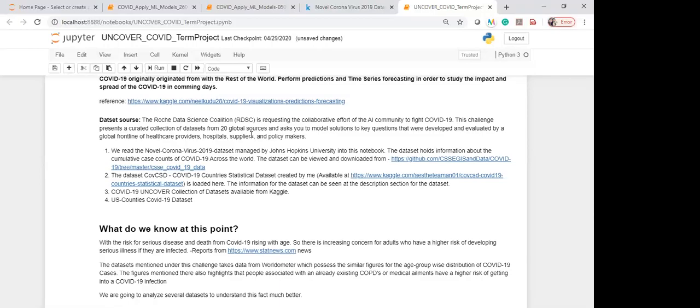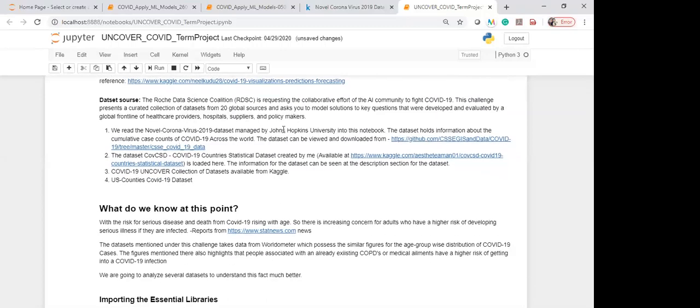This is provided by the Roche Data Science Coalition, and it's been updated on a daily basis. Every day they update their data set with an increased number of confirmed cases, deaths, and recoveries, and the country of each confirmed case, and a few other features. It has 8 features in it. So that's about the data set.